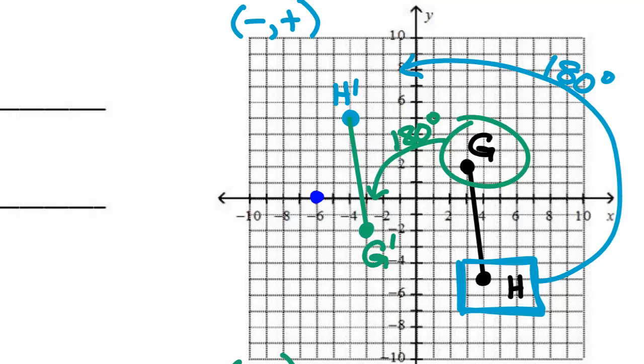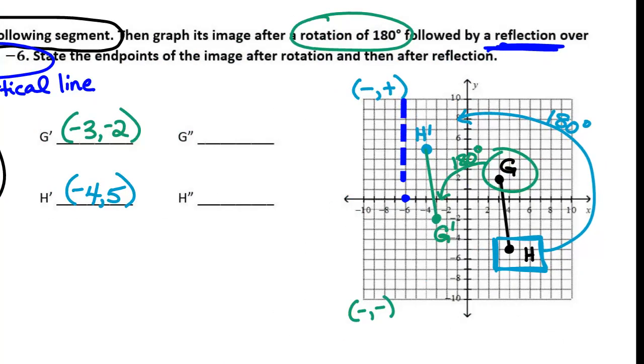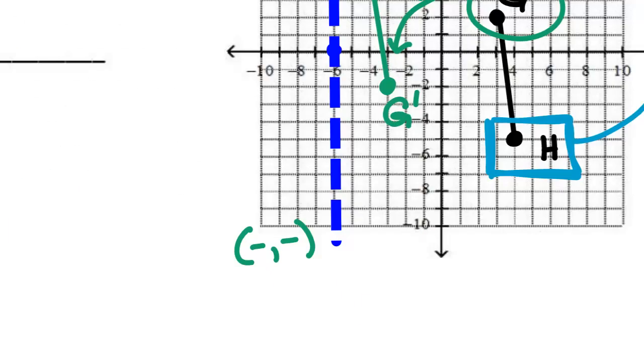Does it have a y in the equation? Then it's not allowed to touch the y-axis. It has to touch the x-axis, and it is not allowed to touch the y-axis. So here's the vertical line that we're going to be reflecting across. There's my x equals negative 6.